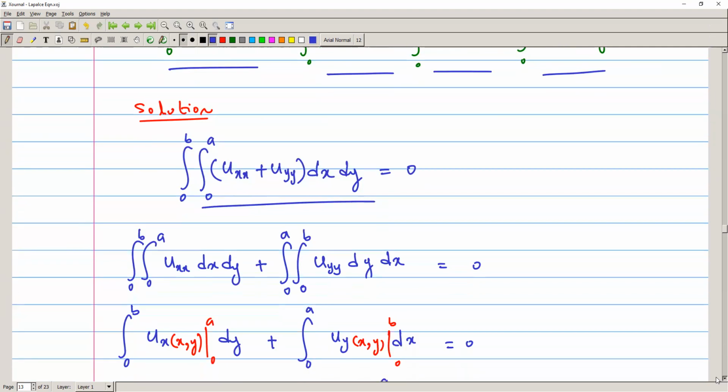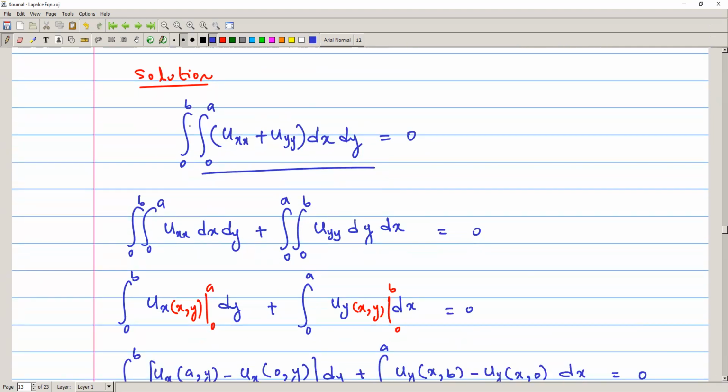So here is the idea for this compatibility condition. We have the Laplace equation, that is u_xx, a function of x comma y, plus u_yy, a function of x comma y, and that is equal to 0, right? So we can integrate this equation with respect to dx dy by applying the limits for x and y.